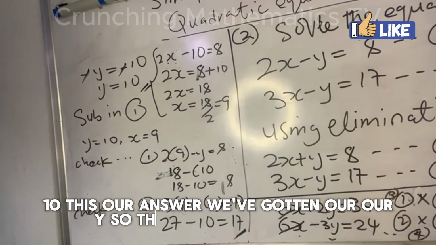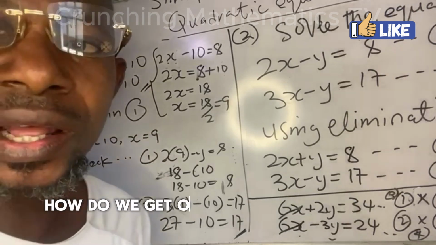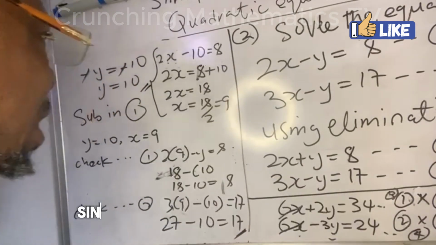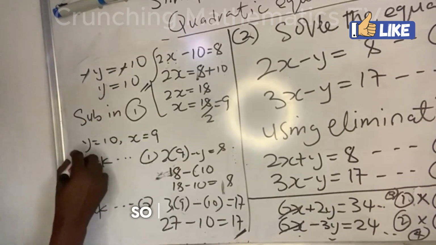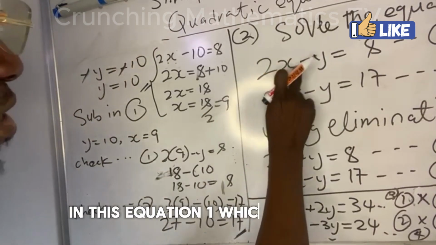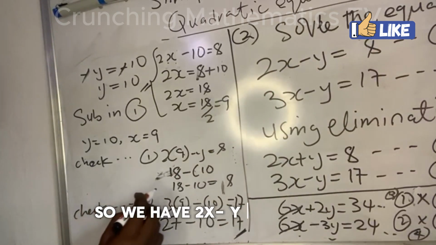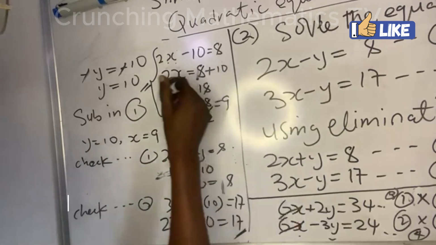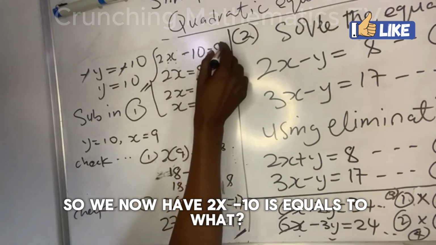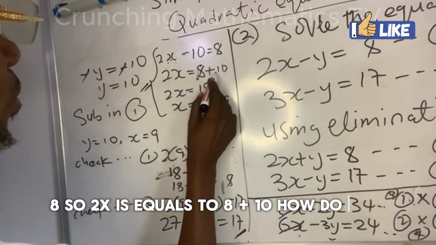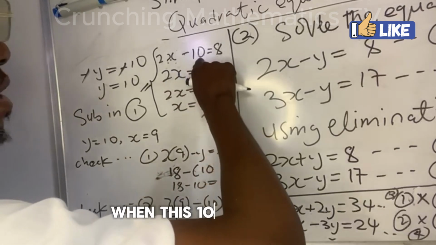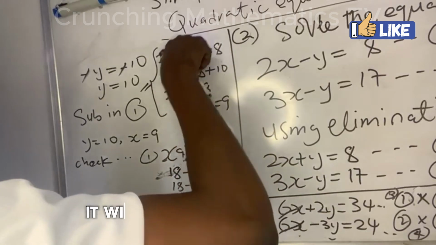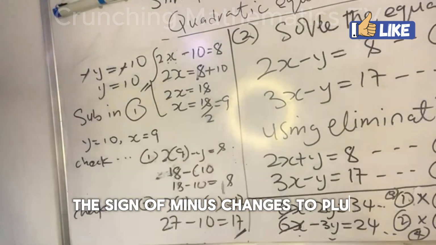We've gotten our y. So then what do we do? How do we get our x? We substitute y into equation 1 to get our x. Since we have our y to be 10, let's substitute in equation 1, which is 2x minus y equals 8. So we now have 2x minus 10 is equal to 8. So 2x is equal to 8 plus 10. How do we get 8 plus 10? When this 10 crosses the sign of equal to, because it's minus 10 here, it will now change to plus 10. The sign of minus changes to plus.